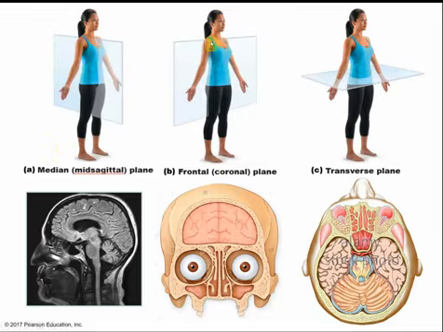In a frontal plane, we're going to make an anterior front section and a posterior back section. Sometimes it's called a coronal plane, like a crown going down the front of the body. And then a transverse plane, sometimes called a horizontal plane, is going to divide the body into superior and inferior sections.